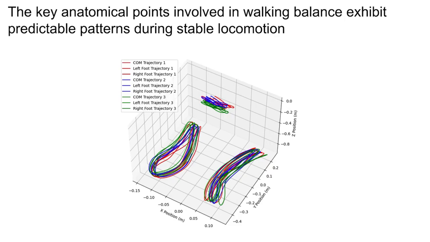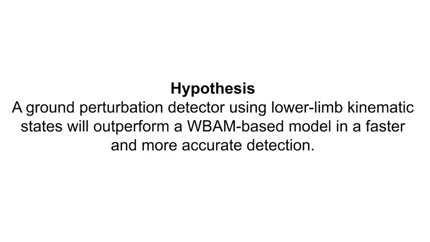One potential alternative is to track key kinematic states, such as the center of mass and feet, as they are simple to compute, provide important insights into walking balance, and exhibit predictable patterns during stable walking. We hypothesize that a ground perturbation detector using lower limb kinematic states will outperform a whole body angular momentum-based model through faster and more accurate detection.